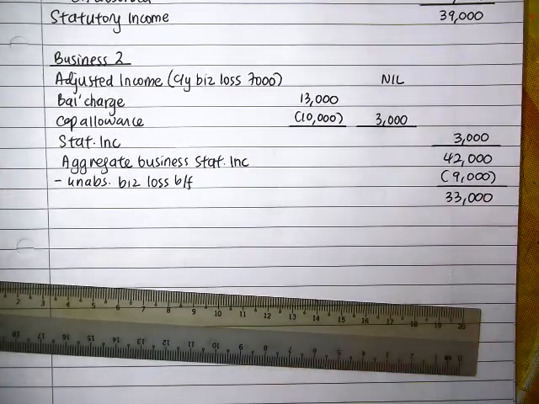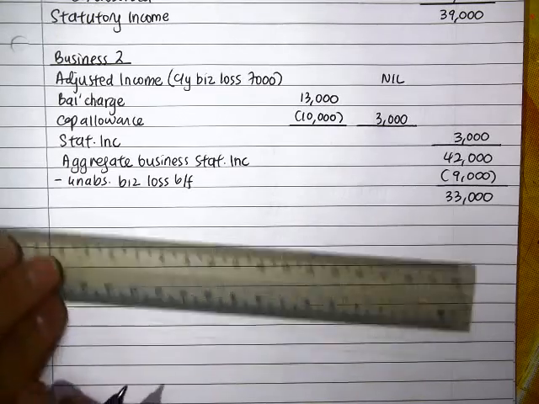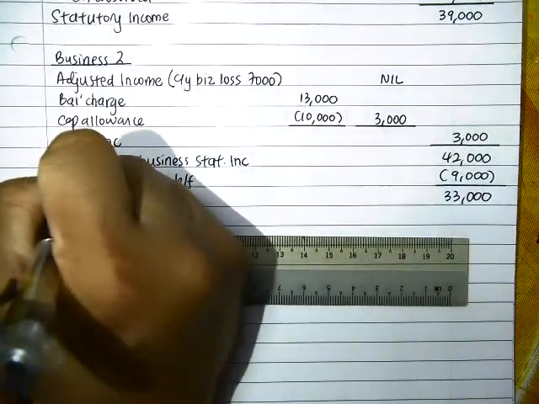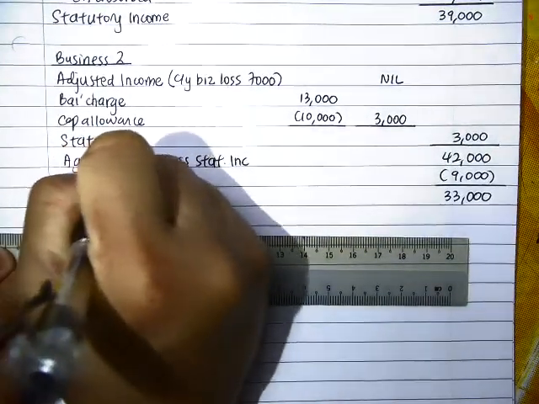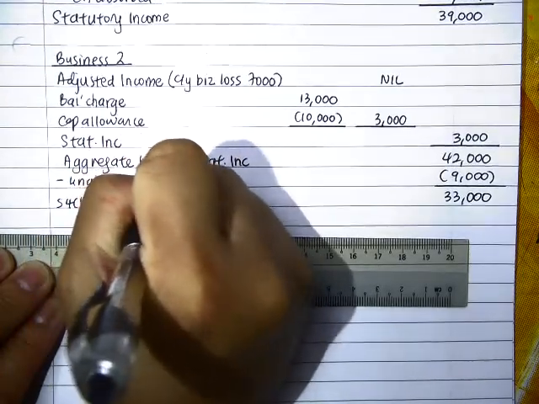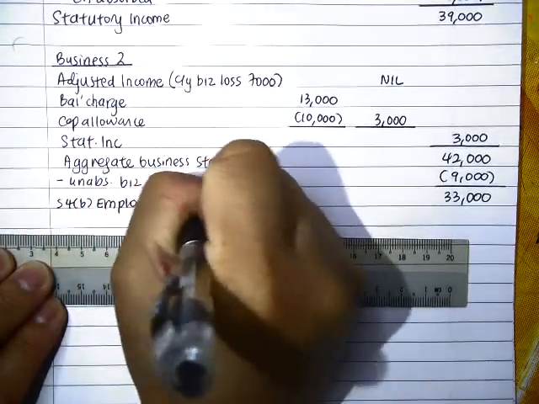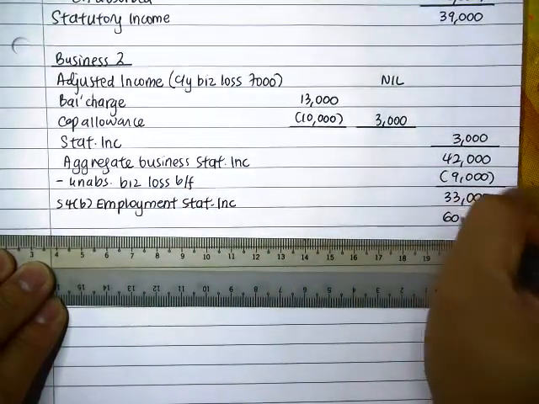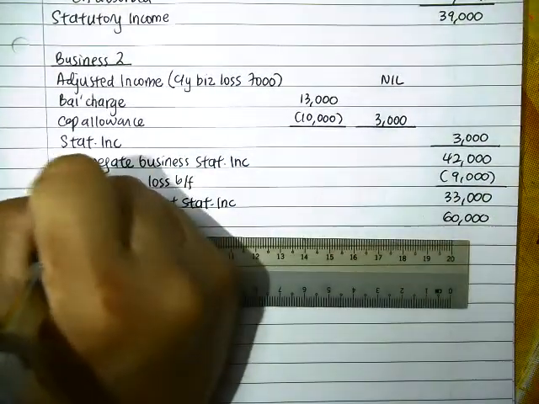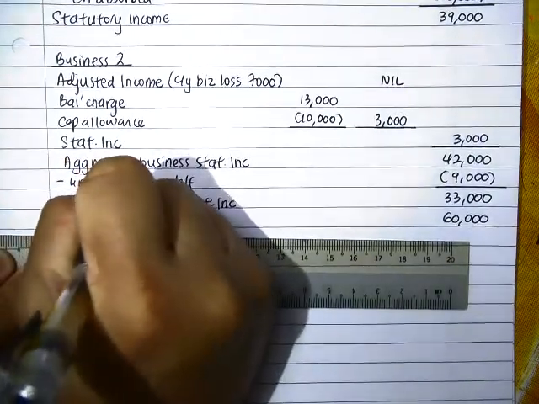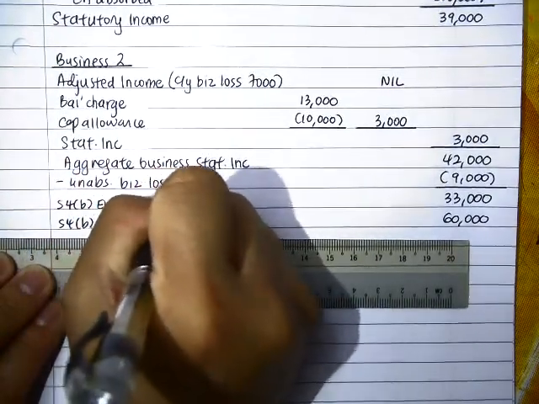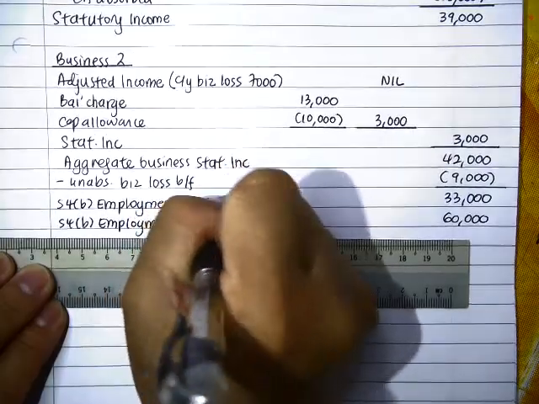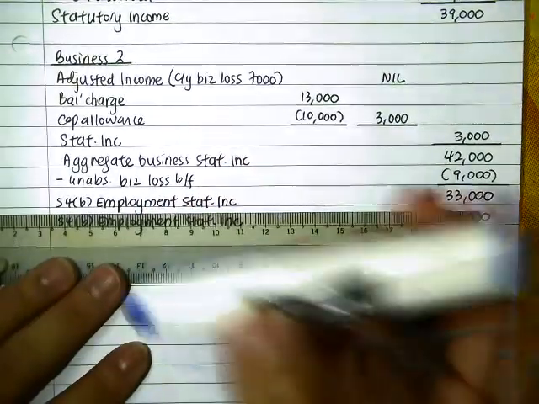Okay, now business is all done, so you now need to bring in the rest of the income, the investment source. Now we have employment in this case, so section 4B, employment statutory income.